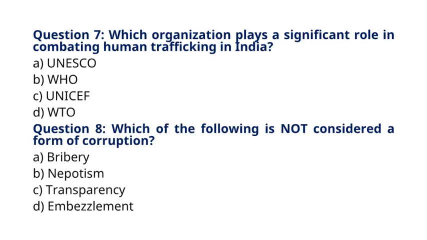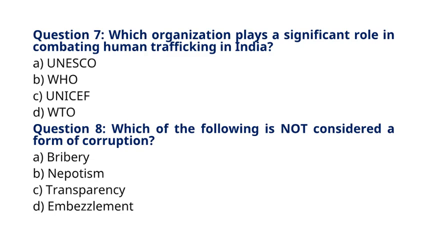Question 7. Which organization plays a significant role in combating human trafficking in India? A. UNESCO. B. WHO. C. UNICEF. D. WTO. The correct answer to question 7 is option C. UNICEF. Explanation. UNICEF, United Nations Children's Fund, actively works to prevent and respond to human trafficking, especially concerning children, through various interventions and advocacy efforts.